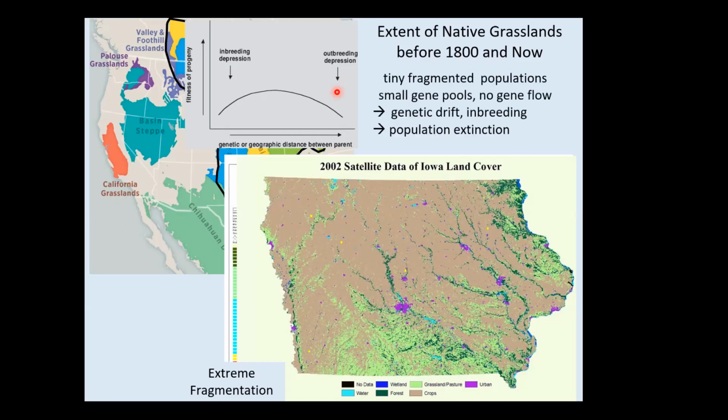Because what can happen here is in these really tiny fragmented populations, they're going to have tiny little gene pools. There's no gene flow between these populations. And so these two things, one's called genetic drift, that happens in really small populations. Inbreeding happens in really small populations, again, without any gene flow. Relatives have to mate with relatives. There's no other choice.